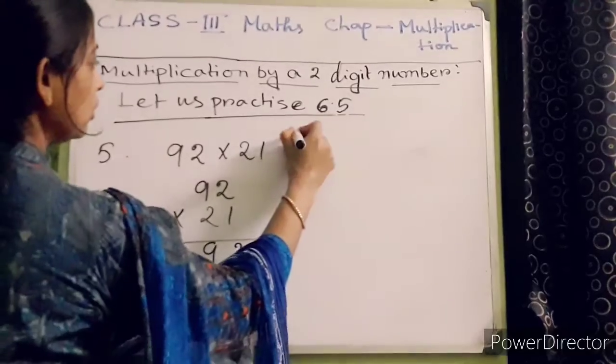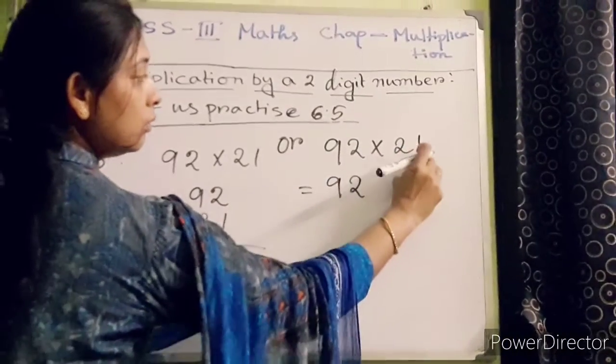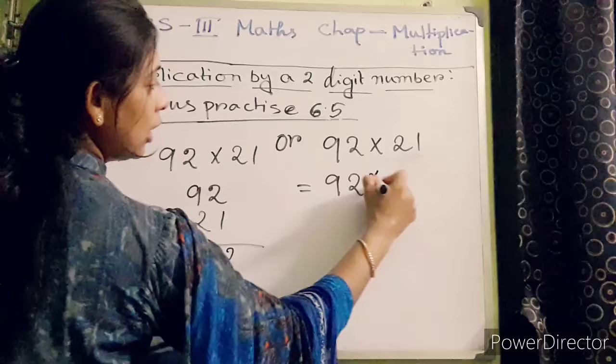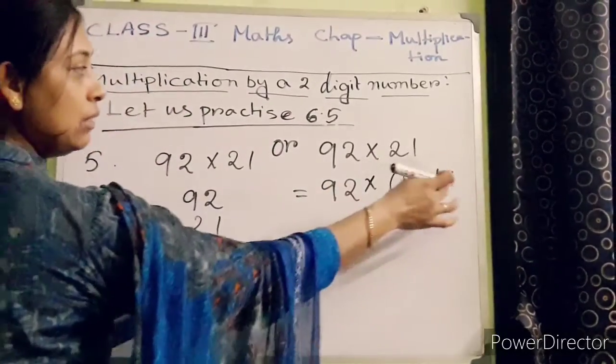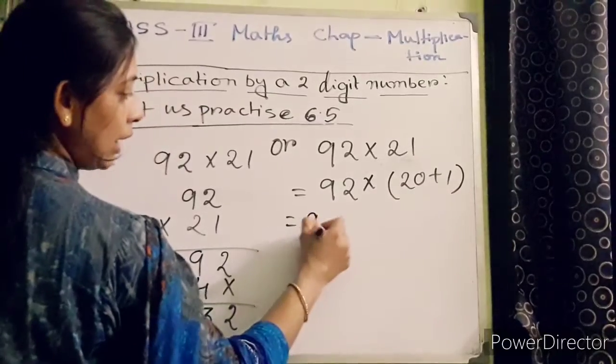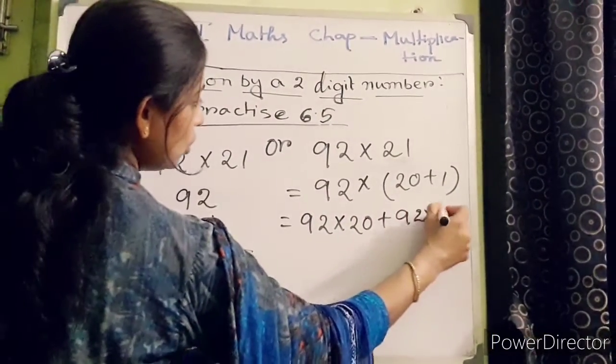You can follow the other process. 92 into 21 equals 92. First you divide this one into 10s plus 1s. 92 into 20 plus 1. 2 tens 1, so 20 plus 1. So 92 into 20 plus 92 into 1.